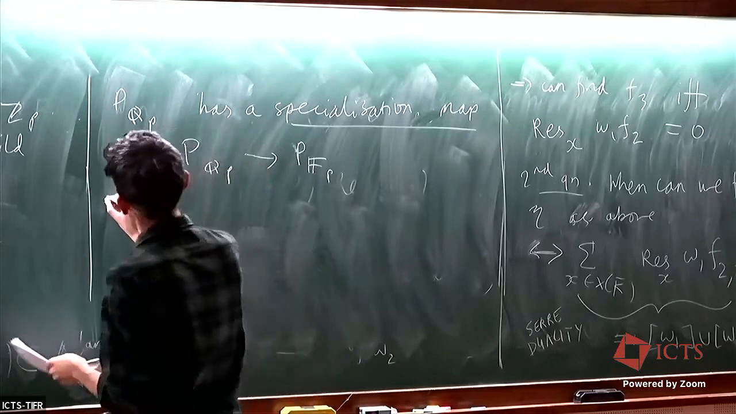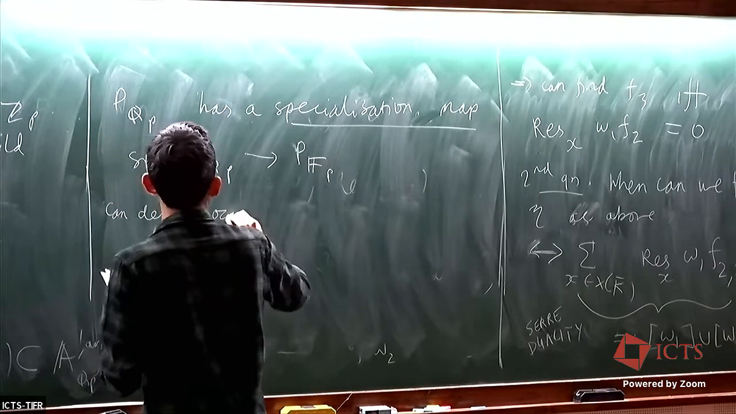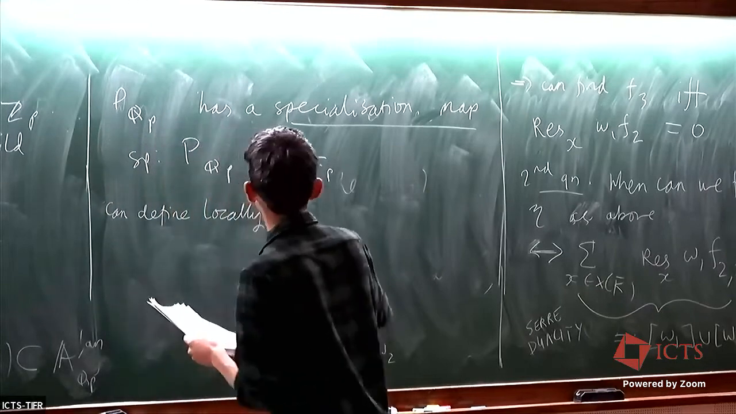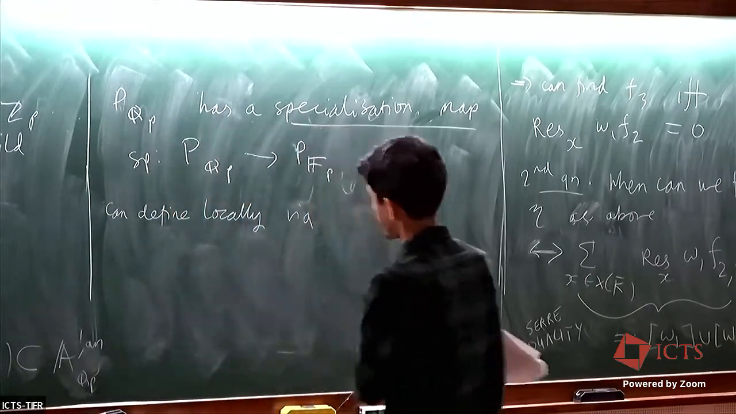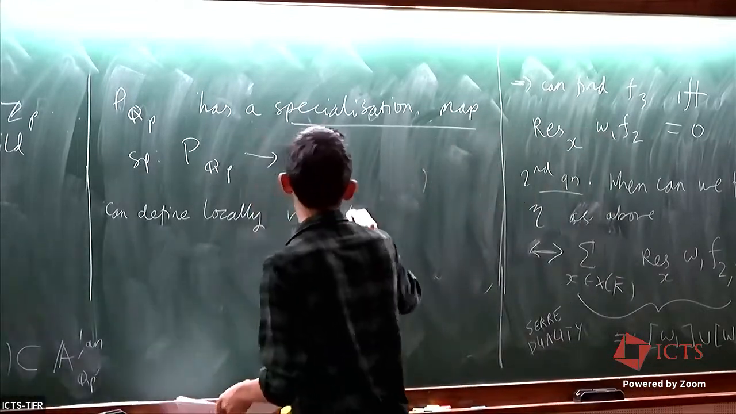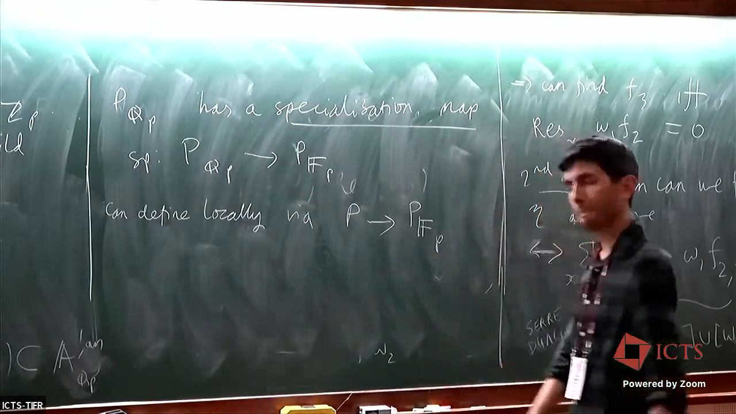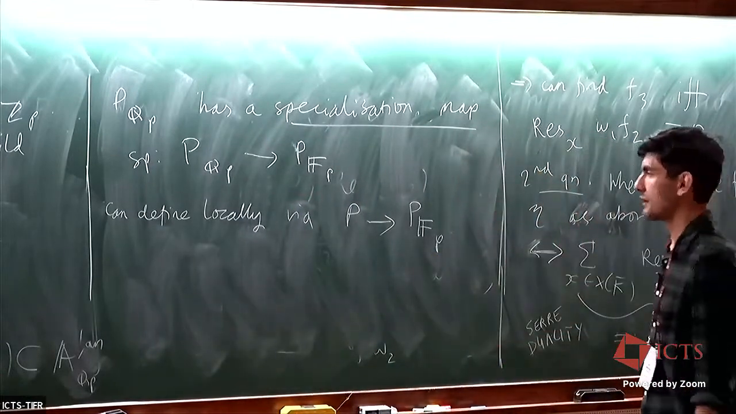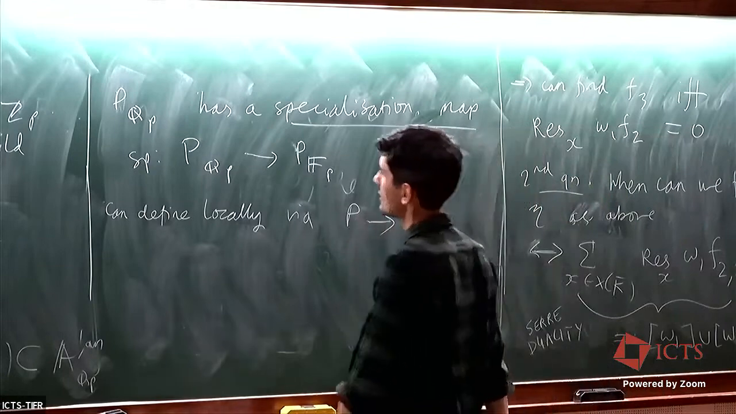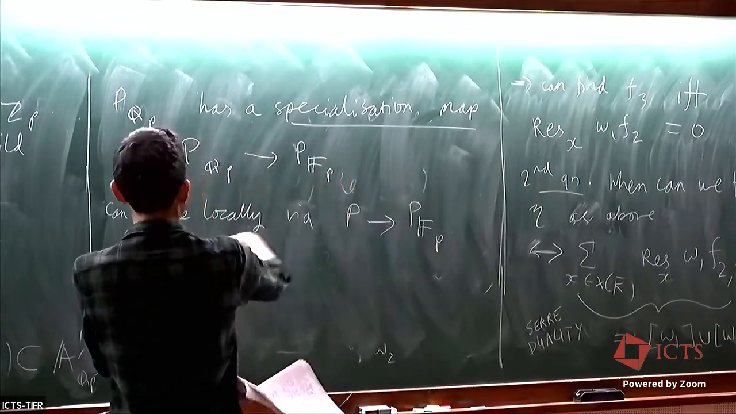We can define it locally by the actual special fiber, which has a specialization map, which is actually a map of formal schemes, thinking of a scheme as a formal scheme, just being like a constant formal scheme.